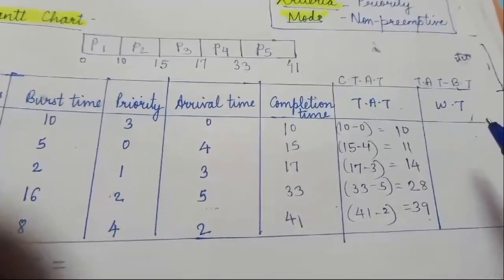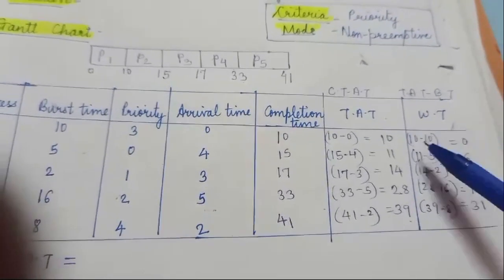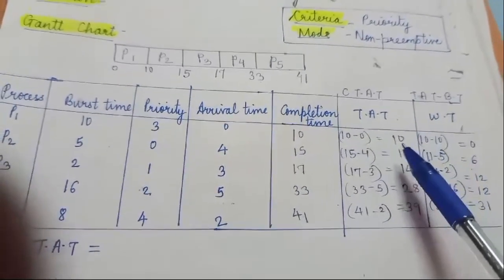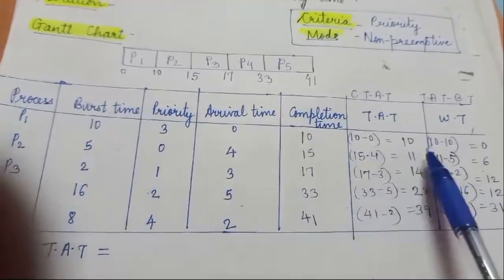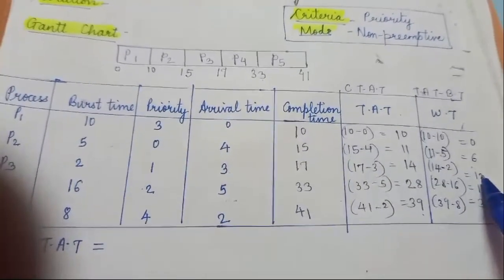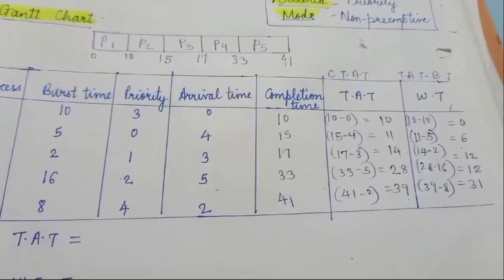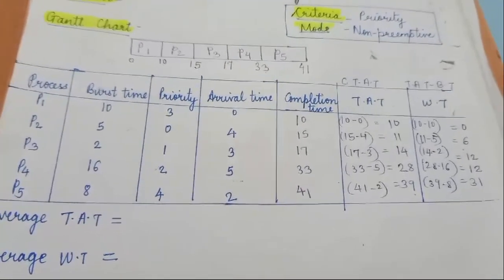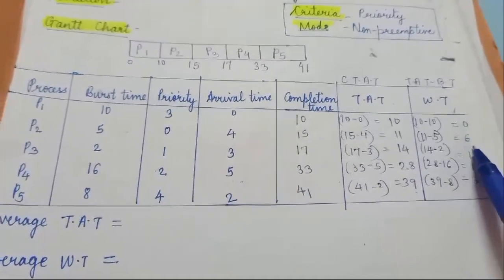Next we'll find the waiting time. For this, use turnaround time minus burst time. So focus on the columns turnaround time and burst time. Let's start with process P1. 10 minus 10 is 0. 11 minus 5 is 6. 14 minus 2 is 12. For the P4 process, 28 minus 16 is 12. And for the last process P5, it is 39 minus 8, that is 31. So these are all the values of the waiting time.